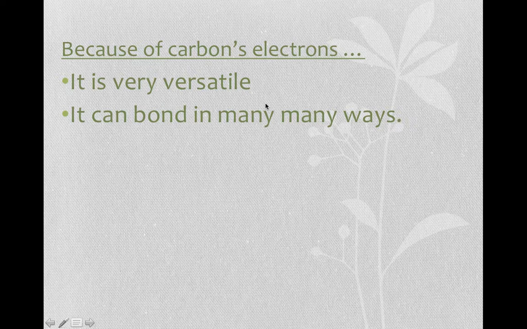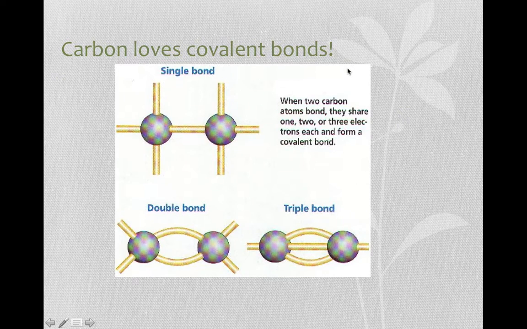There's a lot of stuff going on Earth. There's a lot of different things. There's trees and frogs and plants and humans, and we all have different needs. So having carbon be really versatile is super important. As it turns out, because of carbon's shape, it can do a bunch of covalent bonds.